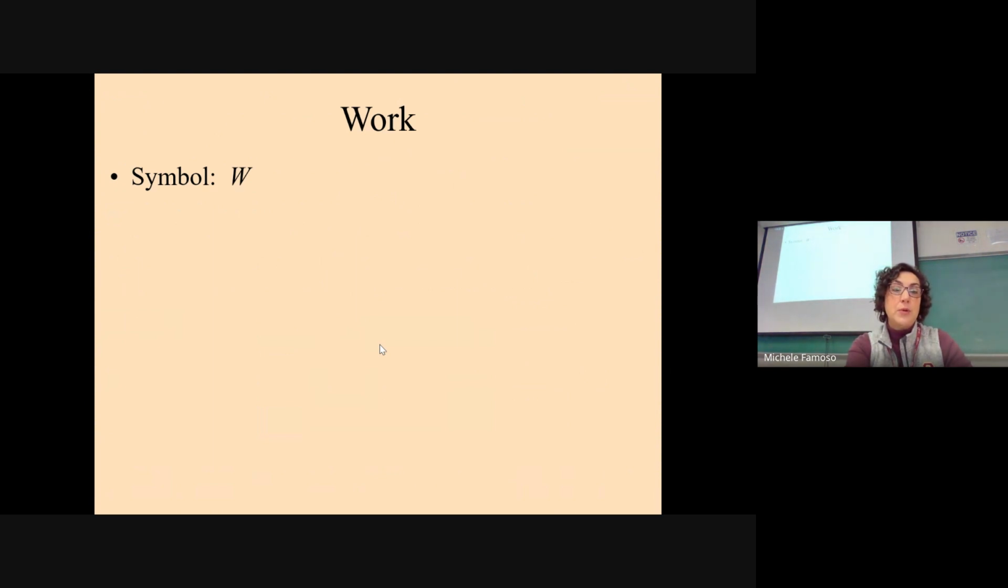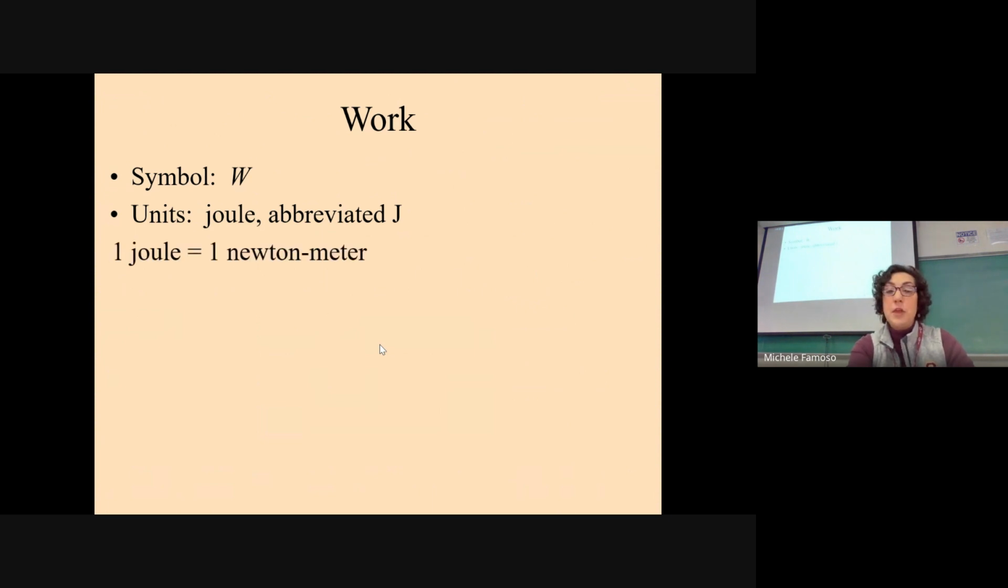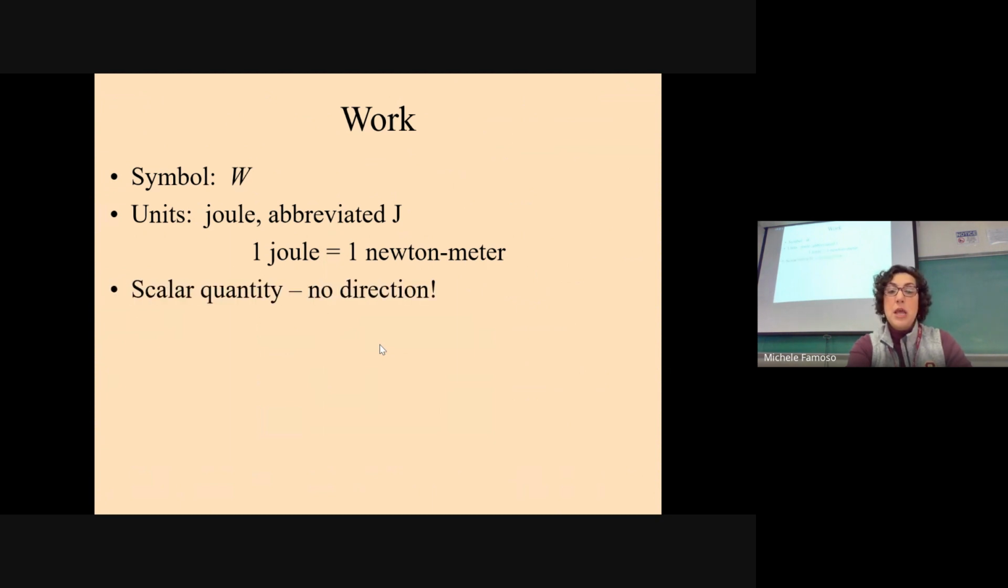So work, remember, is W. W is not going to mean weight. It means work. We're going to measure it in joules, which we abbreviate with a capital J. Remember, the joule is a derived unit equivalent to a Newton meter or a kilogram times a meter squared per second squared. This is a scalar quantity. It has no direction, but work can be positive or negative.